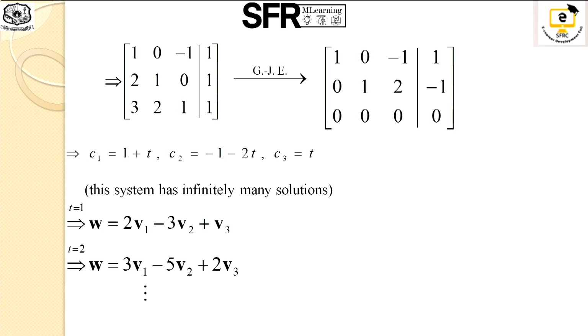So we substitute the values in matrix form and use row and column operations. We reduce the above matrix into an upper triangular matrix. So we get c3 equal to t. Substituting the value of c3 in the previous two equations, we get the c1 and c2 values. We substitute t values, and we have a lot of solutions. For example, t equal to 0, 1, 2, etc. So this system has infinitely many solutions.